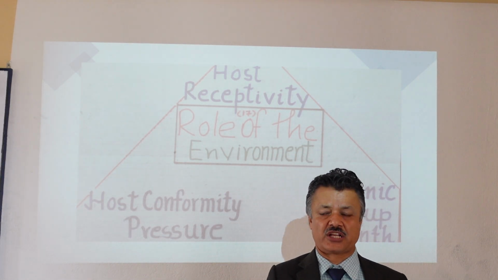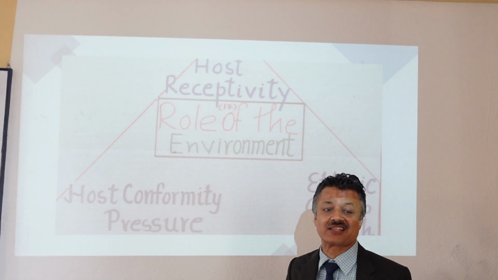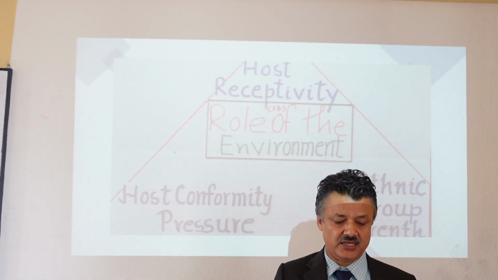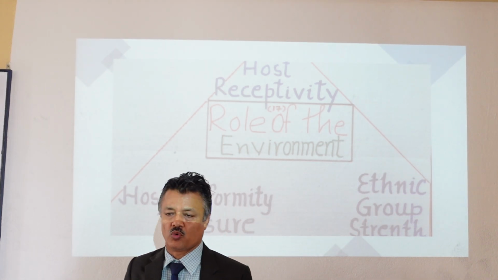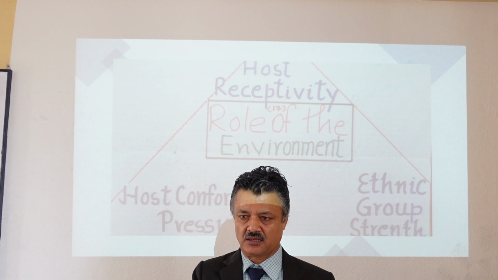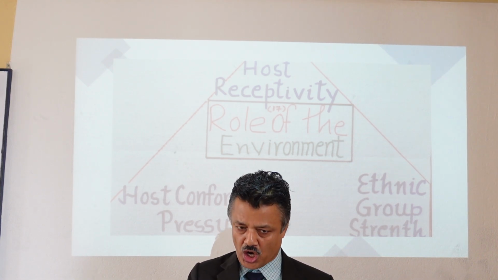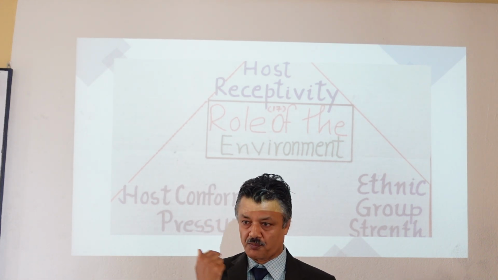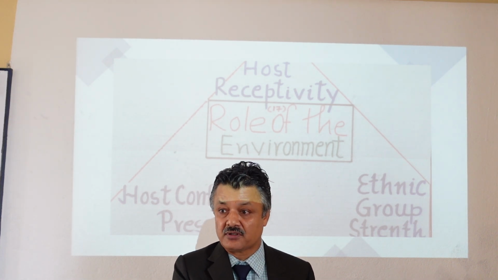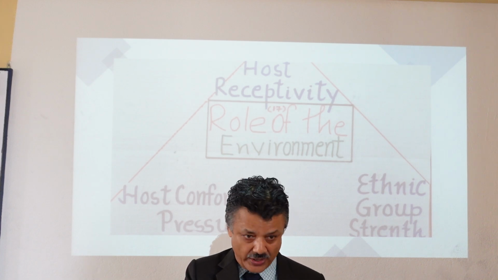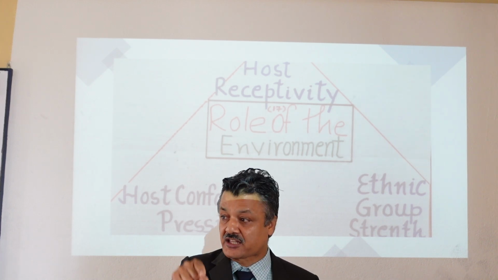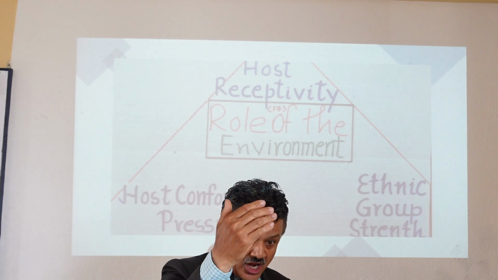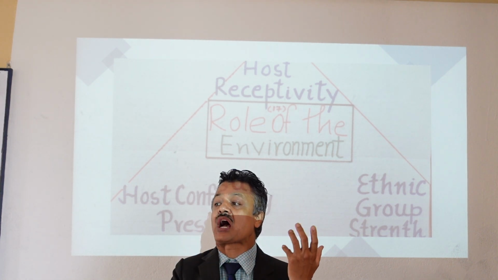Role of environment. Listen. When you consider the environment of communication, there are three things: host receptivity, host conformity, and ethnic group. What is host receptivity? I'm Nepali, and if I go to Australia, I'll be in minority. Australians will be majority. Now the Australian culture is host culture. Nepali culture is home culture. Now the way I behave, the way I talk, the way I walk, the way I interact, that must be accepted by the Australians. If they don't accept, I'll be a fool. So the host culture must receive my style of interaction.